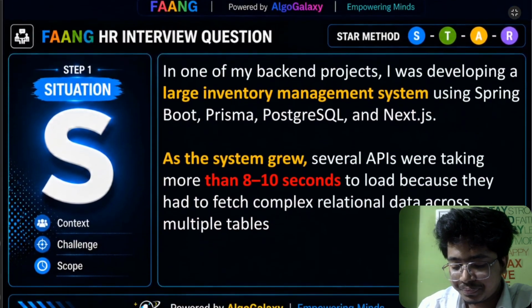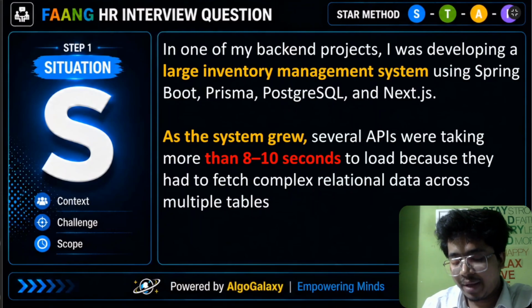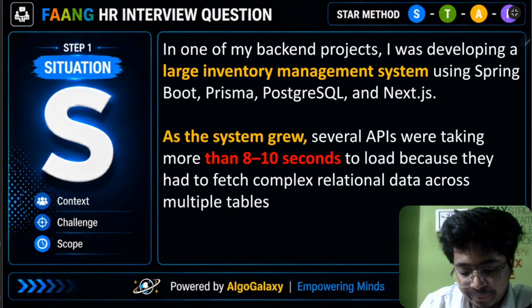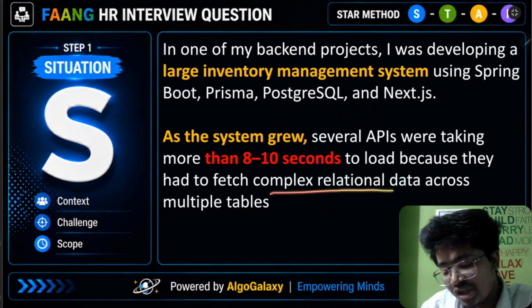Let's look at how we will answer the situation part. We'll answer like this in the interview. In one of my backend projects, I was developing a large inventory management system using Spring Boot, Prisma, PostgreSQL, and Next.js. As the system grew, several APIs were taking more than 8 to 10 seconds to load because they had to fetch complex relational data across multiple tables.